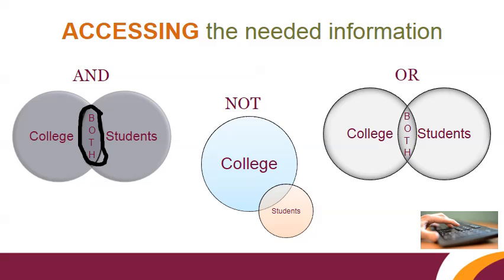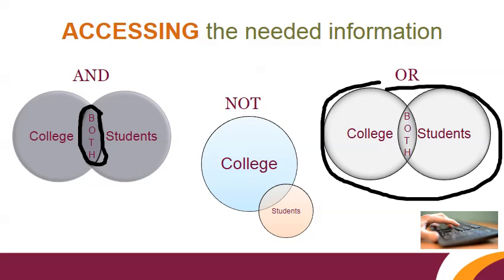Using or will expand your search to include any result that includes either search term. Running this search will result in articles having anything to do with college or anything to do with students of any kind. Using not eliminates sources that contain a particular term. In this case, you will find results about college, but do not have the word students. These results could be about college administration, college strategic planning, college buildings, and so on.